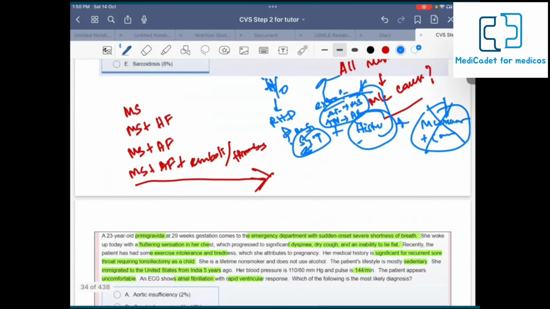That's what I'm saying. So what are the different forms in which MS can present? It could be a straightforward MS question itself, which gives a murmur, and there is an RHD history, and there are some symptoms.